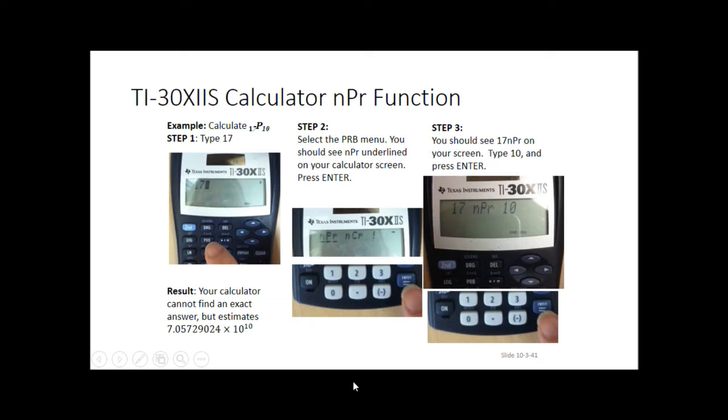So let me write what that actually means. That means that it's close to the number you would get if you moved this decimal 10 places to the right. So 705729024. Let's see how many. 1, 2, 3, 4, 5, 6, 7, 8 places, 9 places, 10 places. So whatever this number is, it's very close to that.